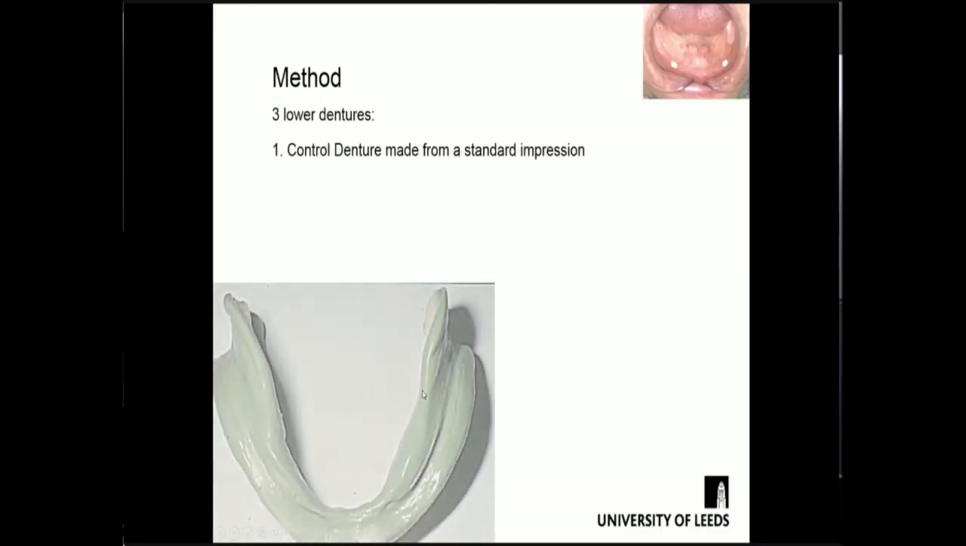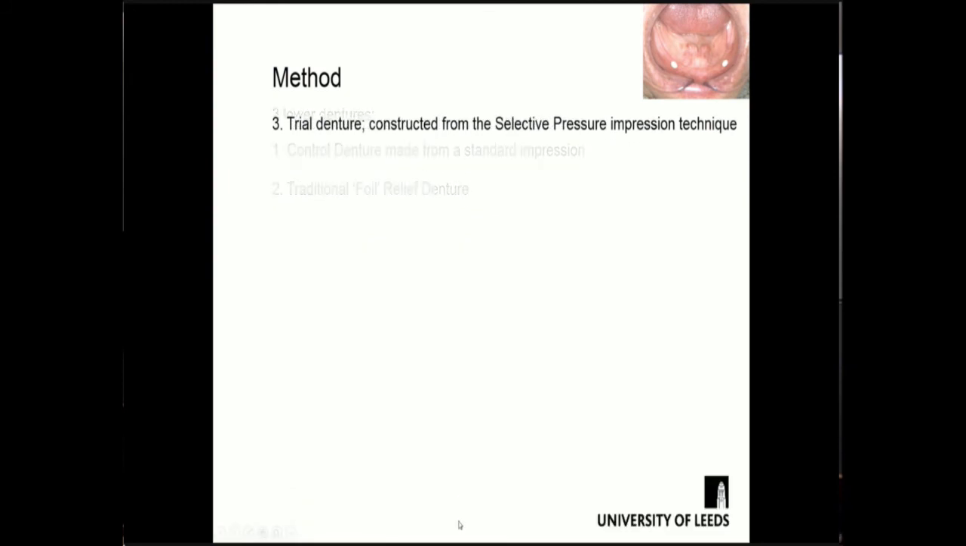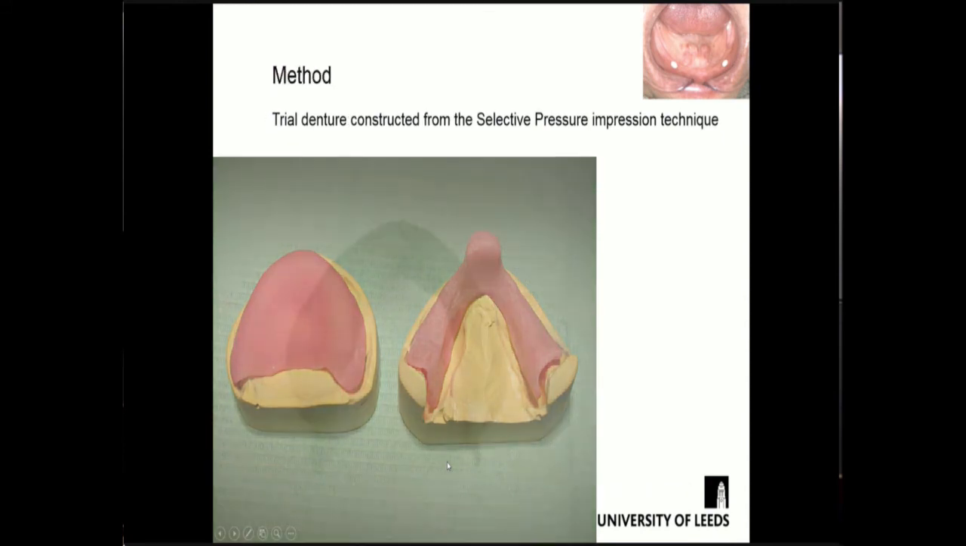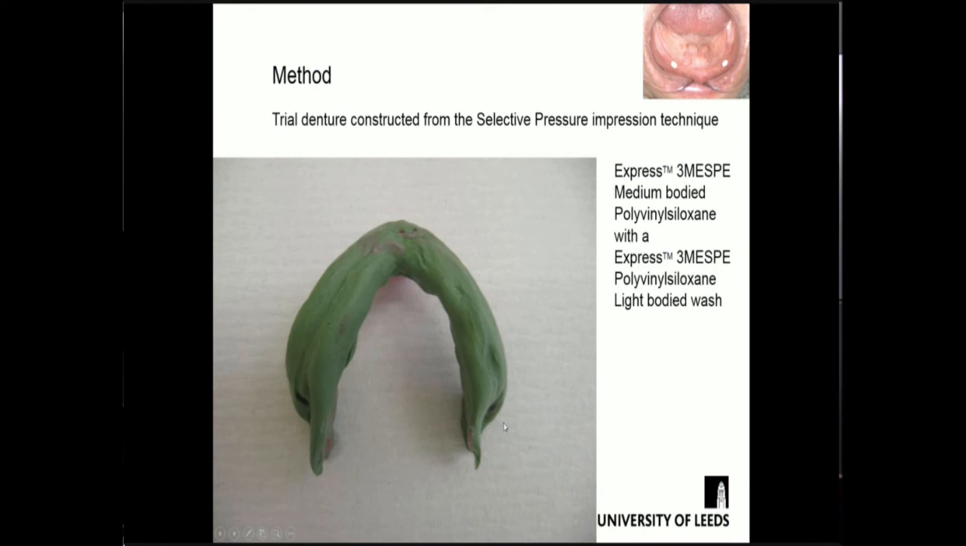The control denture, we made 3 dentures. The control denture was made from a standard impression. The second denture was made from the published technique to deal with mental foramen, which is full relief on your master model. And the third denture was made from the selective pressure technique. Let me just tell you through the selective pressure technique. We took a medium-bodied silicone impression, a light-bodied silicone wash. That was cast up as the standard impression. It's a medium-bodied silicone impression with a light-bodied silicone wash. That's my standard lower technique.